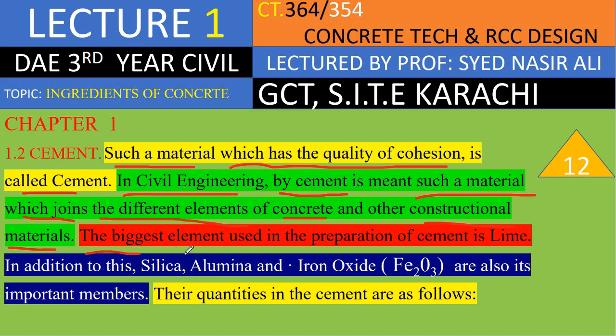The biggest element used in the preparation of cement is lime. This is very important, lime. In addition to this, silica, alumina and iron oxide, chemically Fe2O3, are also its important members. Their quantities in the cement are as follows.